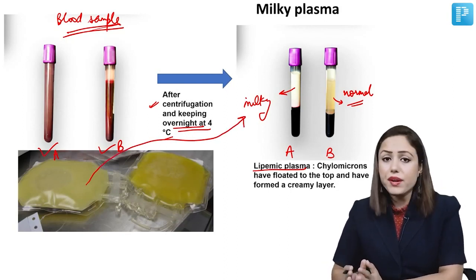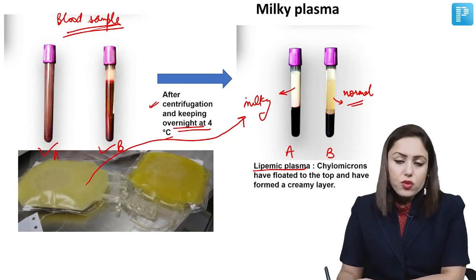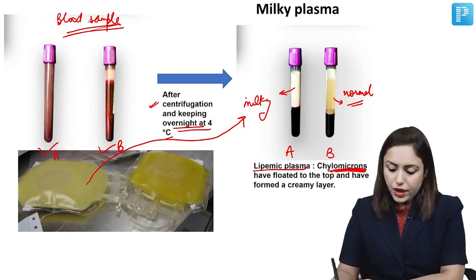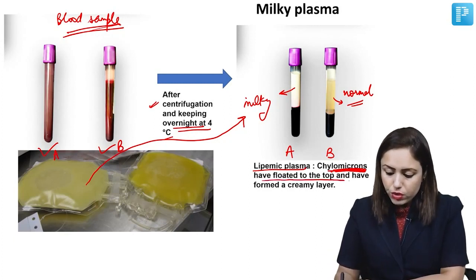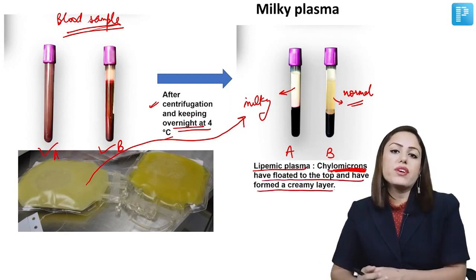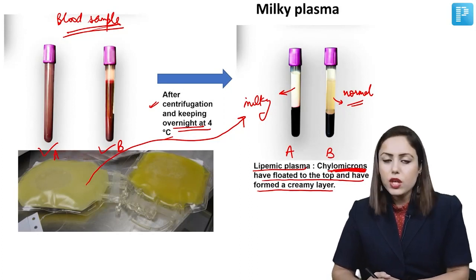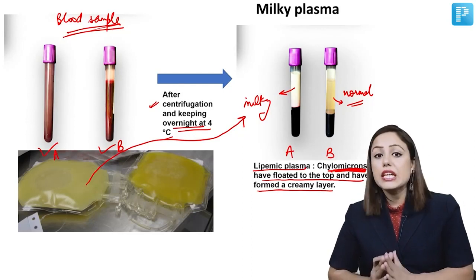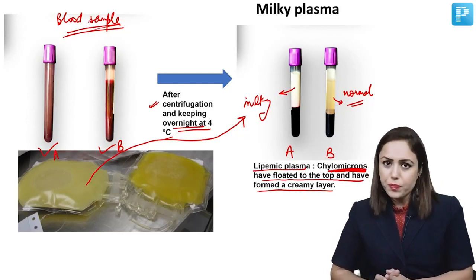What it suggests, what it interprets, is that milky plasma means there are chylomicrons, right? Chylomicrons have floated to the top and have formed a creamy layer, okay? So in short, milky plasma means chylomicrons are increased in this patient, okay?